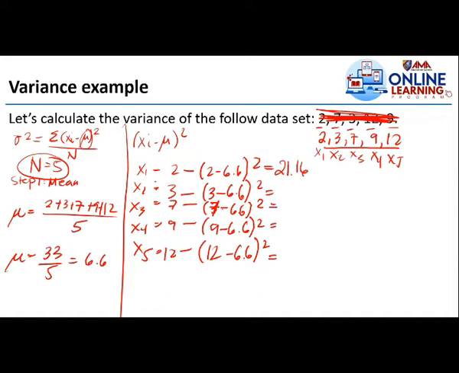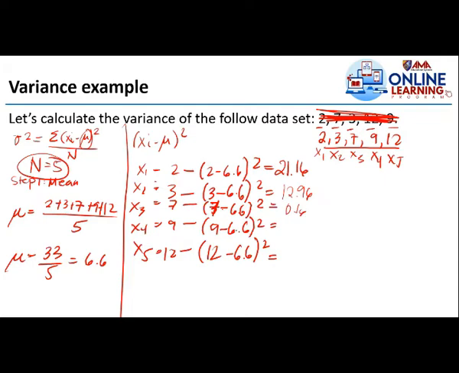3 minus 6.6 is, tingnan natin, calculator tayo. Limutan ko na. Calculator, so that is 3 minus 6.6. That's 3.6 raised to the power of 2. That is 12.96. And this one is 0.4. So 0.4 times 0.4 or 0.4 squared is 0.16.